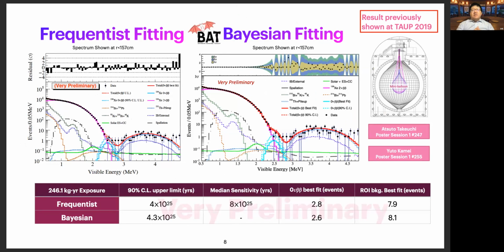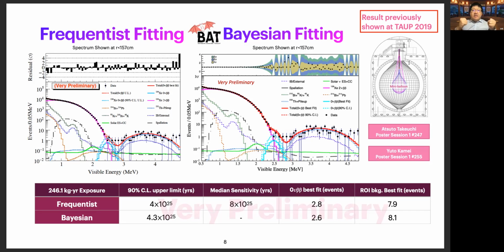Like most other experiments in the community, we use both a frequentist fitting and a Bayesian fitting to quote our final half-life upper limit. On this slide, I show the spectrum of the fitting results from both methods within our fiducial volume at 157 centimeters. With 246.1 kilogram-years of exposure, the frequentist fitting quotes a 90% confidence level upper limit of 4 times 10 to the 25 years, while the Bayesian fitting quotes 4.3 times 10 to the 25 years. So the frequentist and Bayesian results agree very well.